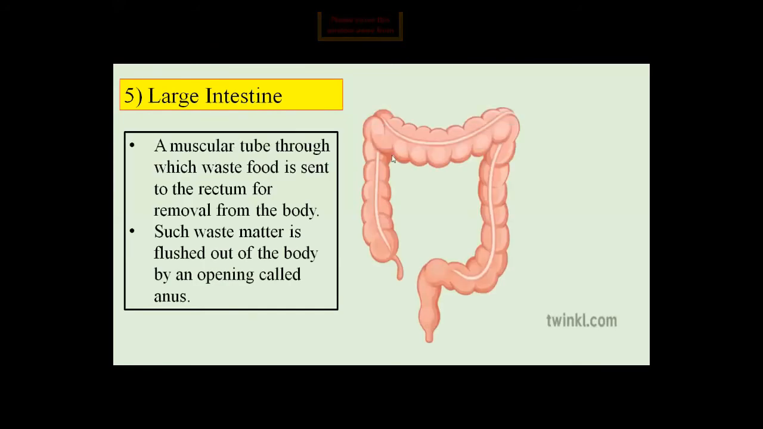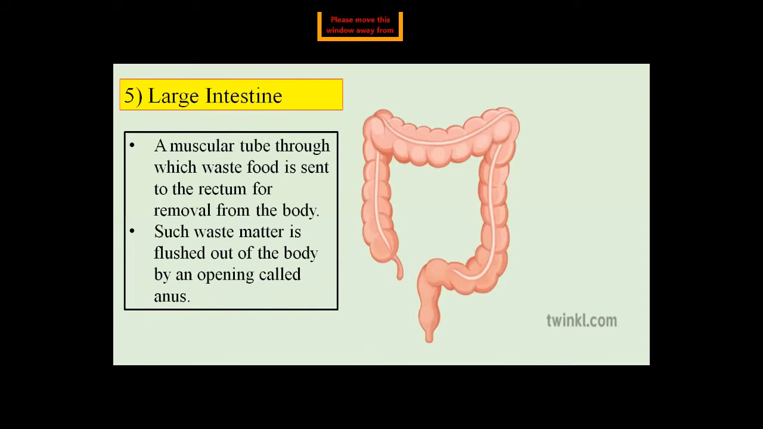Now the next organ is the large intestine. What happens in the large intestine? It is also a muscular tube through which the waste food is sent to the rectum for removal from the body. Such waste matter is flushed out of the body by an opening called the anus.